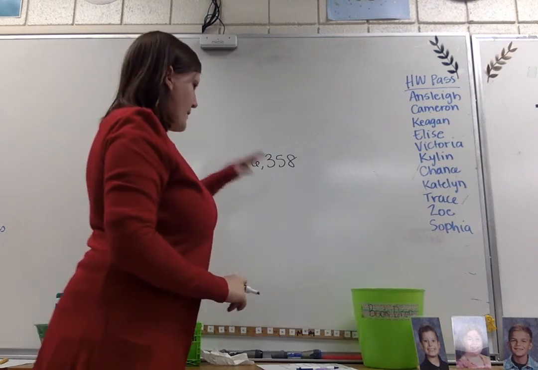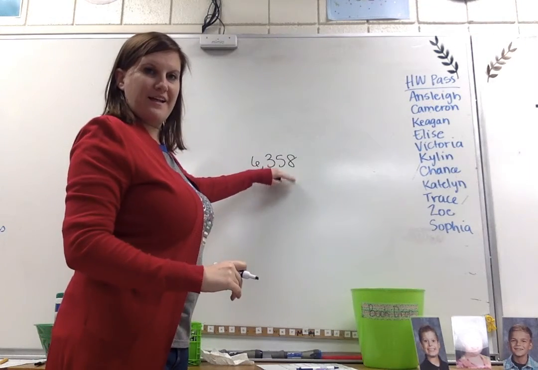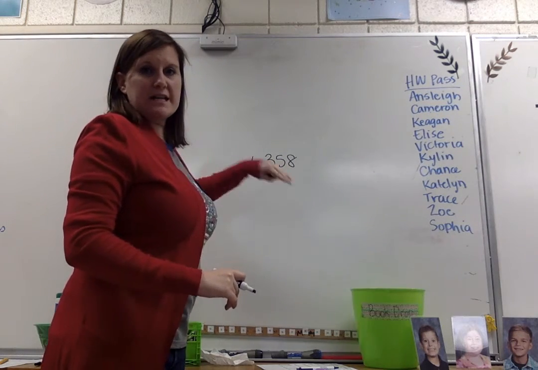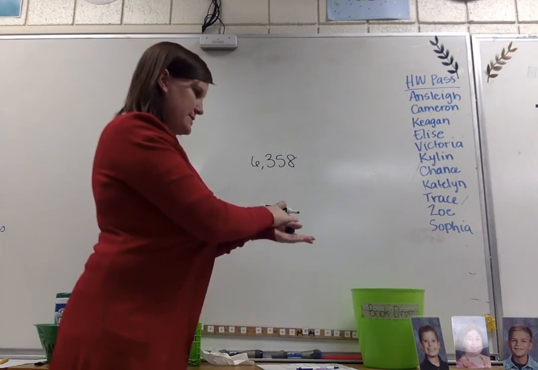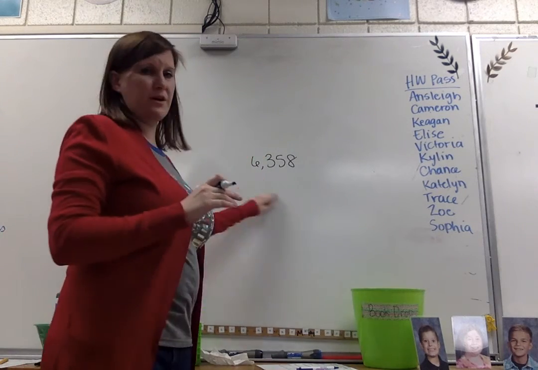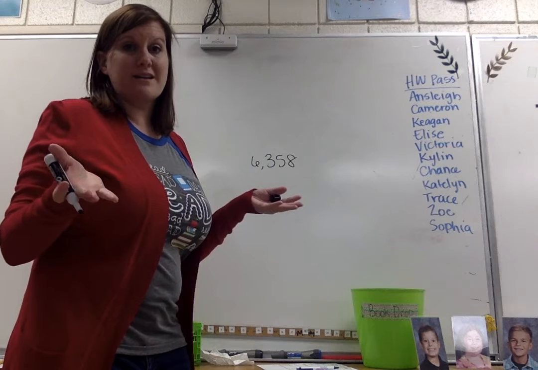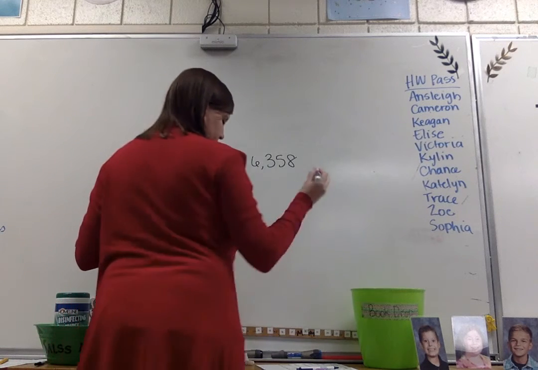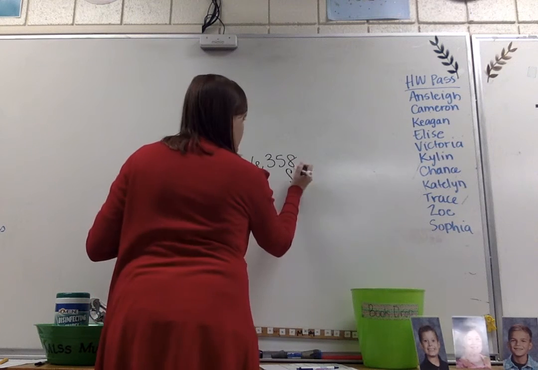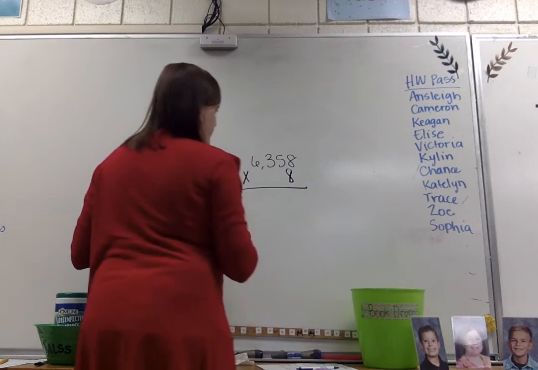Okay, so that many books is how many he sold. 8 each. So this book is $8. This book is $8. This book is $8. If I have that many books, I'm going to multiply to see how much money he made. Gosh, y'all, I'm all over the place.